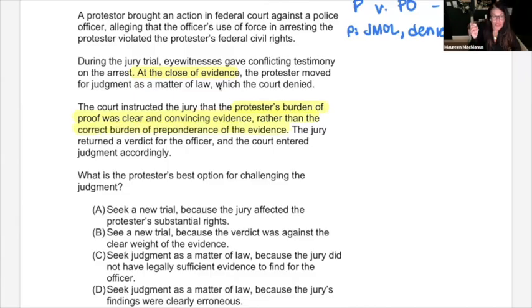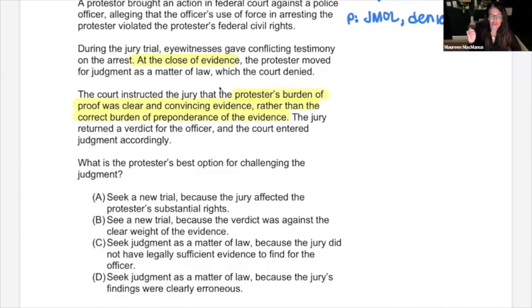Because in a civil case, the burden is preponderance of the evidence. The jury returned a verdict for the officer, and the court entered judgment accordingly. So what is the protester's best option for challenging the judgment?